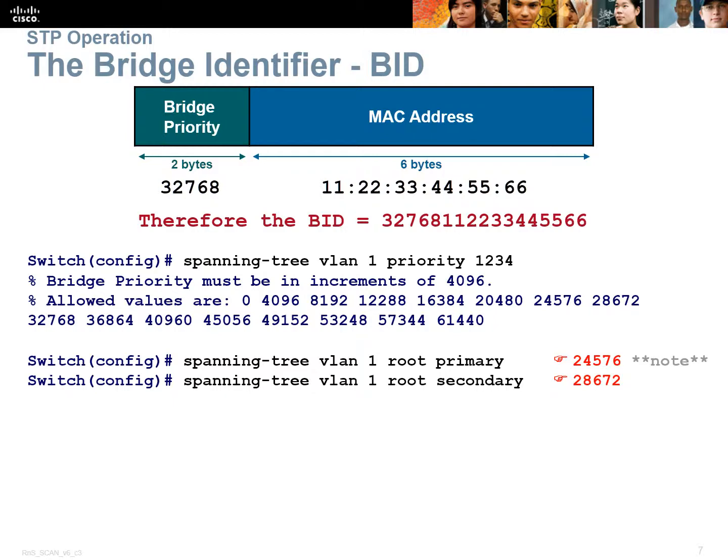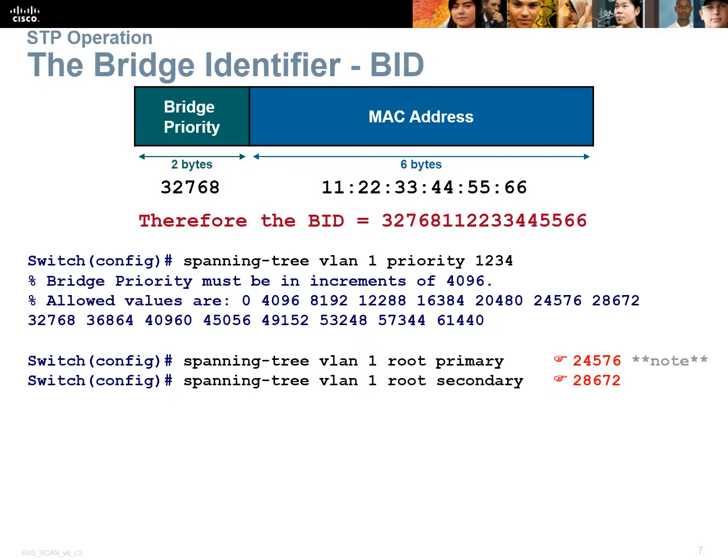Spanning tree, VLAN, then the number of the VLAN, priority, and then a value. Now, the value size is 65,535, but Cisco in their infinite wisdom have said, no, that's too much variety. So we'll just give you 16 options. They've divided that 2-byte value into 16 increments. So you do spanning tree VLAN 1 priority question mark, and they're your options: 0 up to 61,440. Whereas 32,768 is the exact middle. So that's the default, the midpoint.